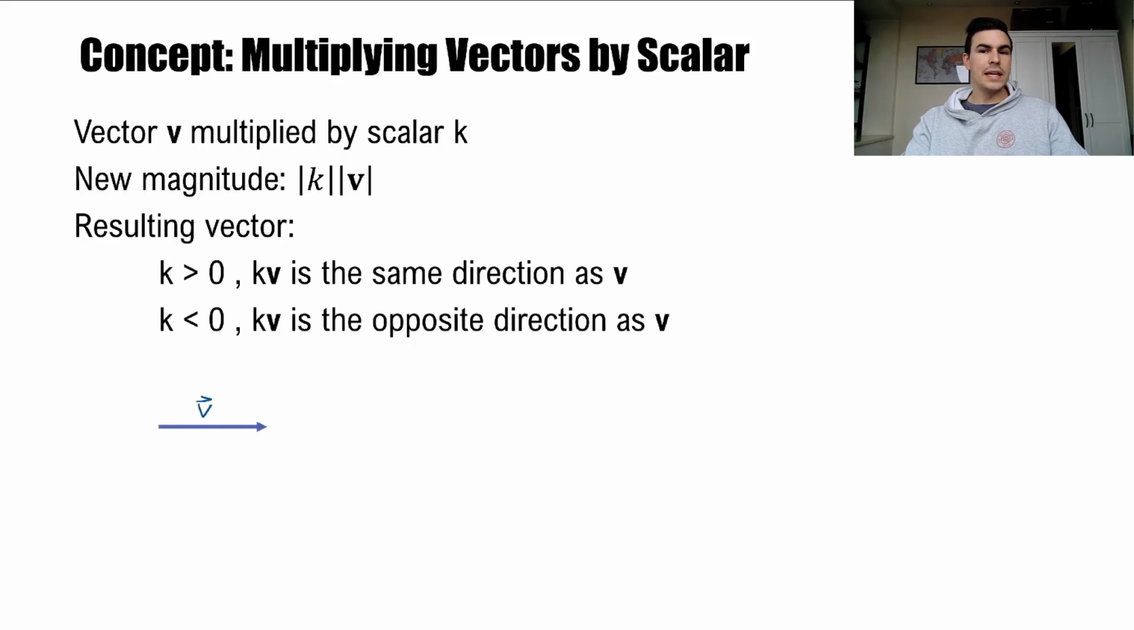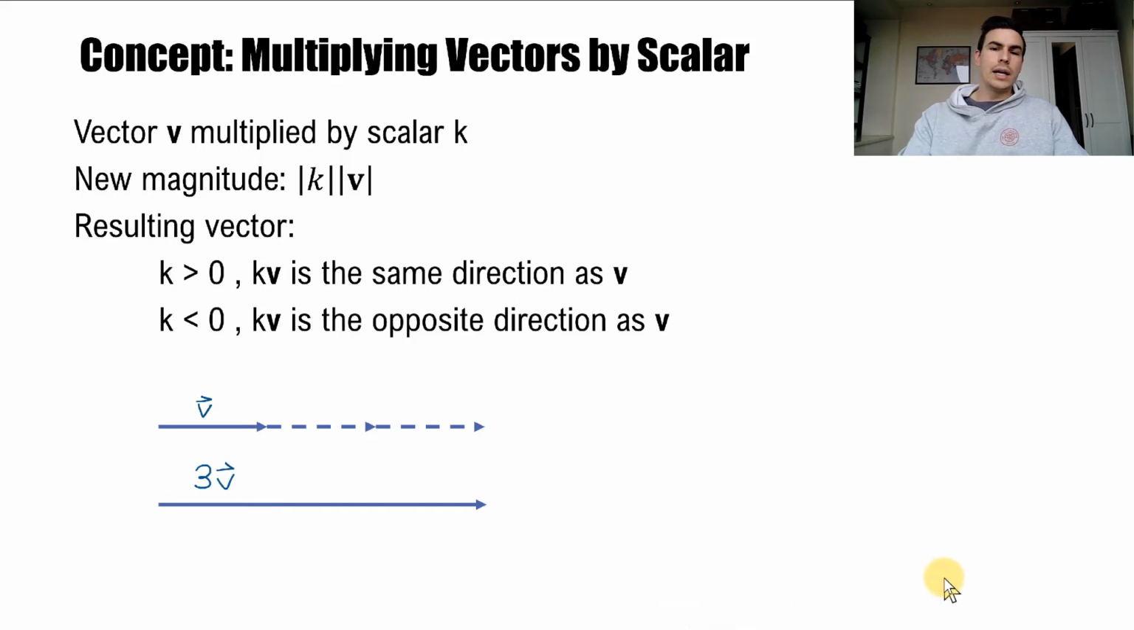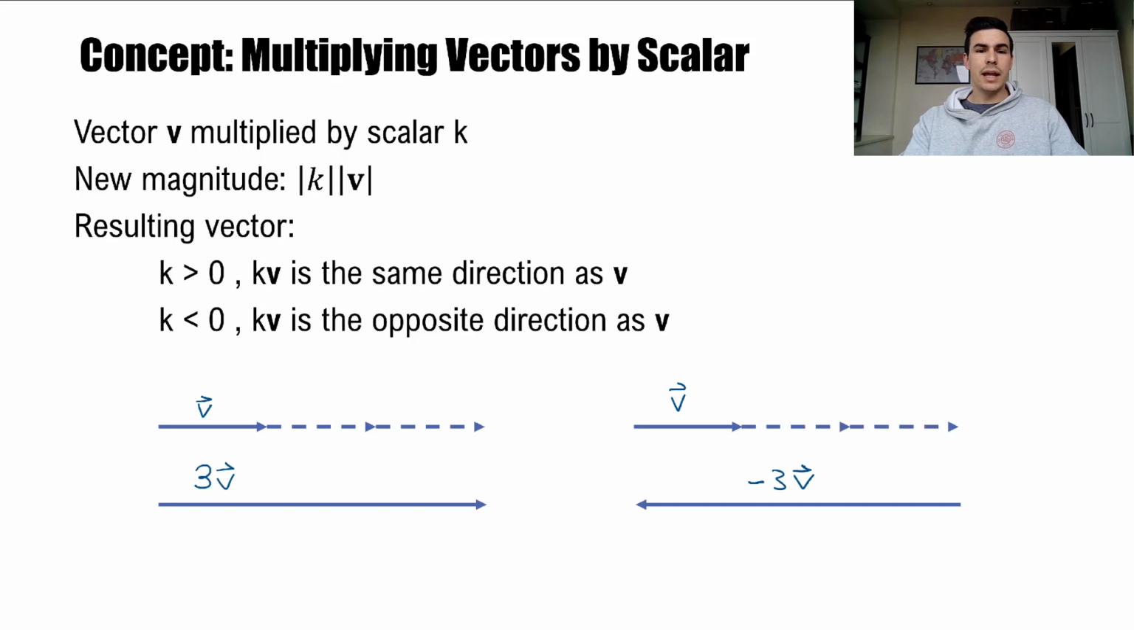So if I have vector v here, and I were to say, okay, let's multiply that by 3, 3 is our scalar, it's going to look something like this, okay? It's going to be 3 times the size, the magnitude of vector v, and you can see if I have these additional 2 reference vectors here, then we can see that it is in fact 3 times the length of v, all right? Now again, if I have v, and we multiply that by negative 3, it's going to be the same length as 3v, but it is going to be going in the opposite direction. Okay, so something to keep in mind there. Okay, so that is our concept.